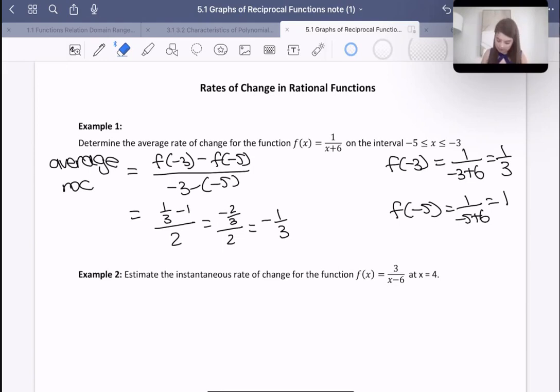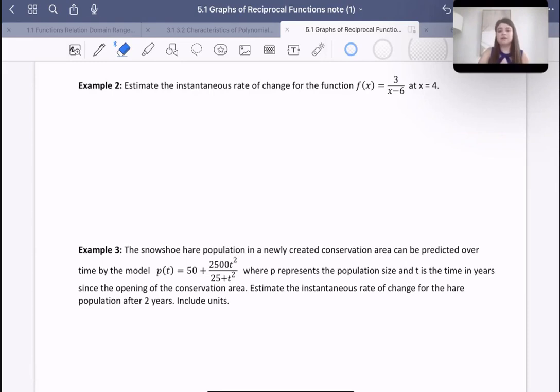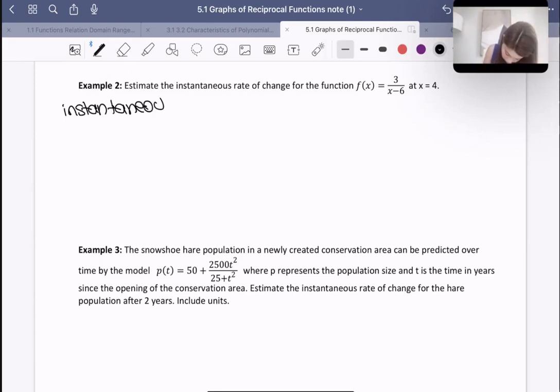Okay, let's do this one. This one says estimate the instantaneous rate of change of this function. Okay, so with instantaneous rate of change, we're going to do it to within a tenth. So what I'm going to do for the instantaneous rate of change estimate is that's going to be f of 4.1 minus f of 3.9 over 4.1 minus 3.9.